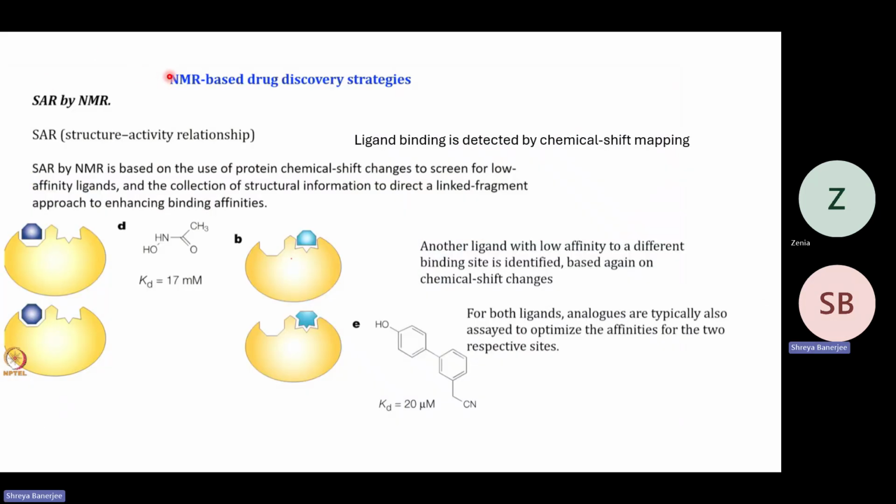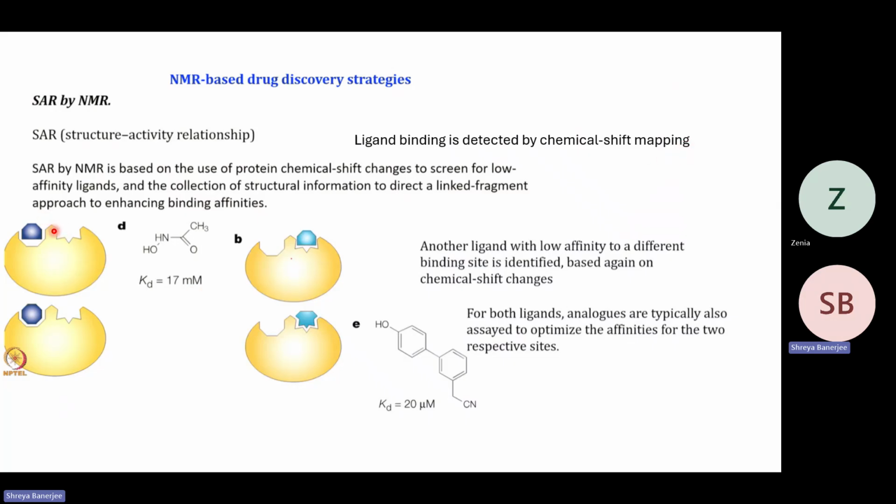Now we will look at NMR-based drug discovery strategies. The first one is SAR by NMR, where SAR stands for Structure Activity Relationship. SAR by NMR is based on the use of protein chemical shift changes to screen for low affinity ligands and the collection of structural information to direct a linked fragment approach to enhancing binding affinities. So this is a ligand-based method where the ligand binding is detected by chemical shift mapping.